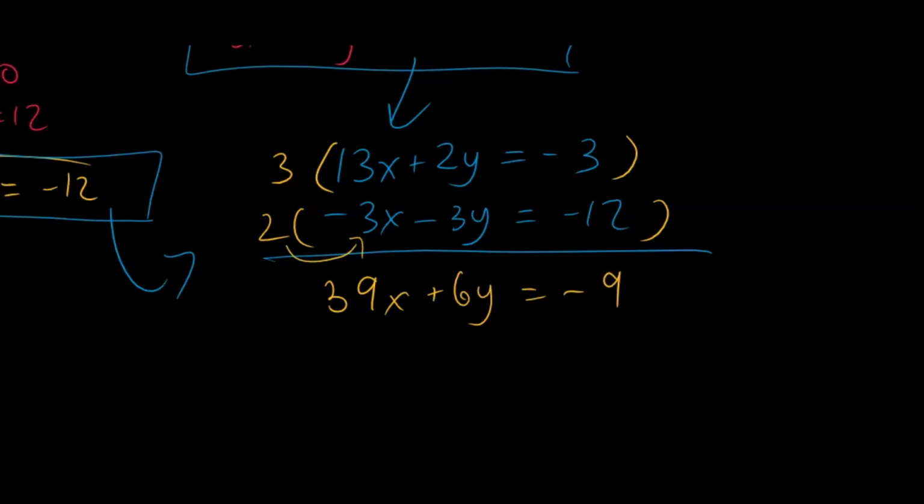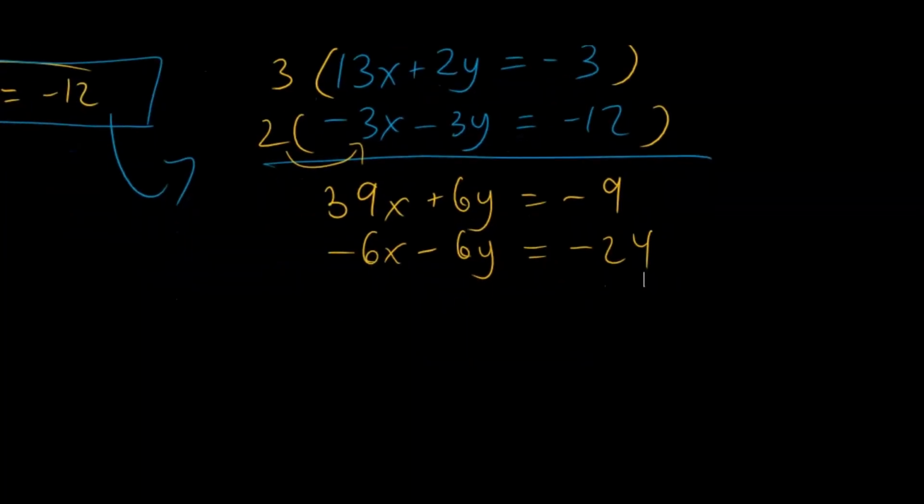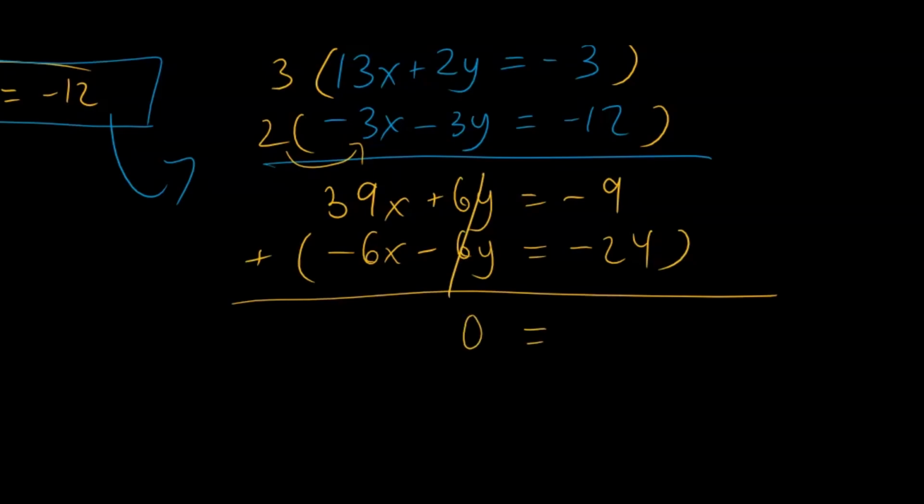All right, now we're going to do 2 times -3x, -6x, 2 times -3y, -6y, and then 2 times -12 is just -24. So now we can cancel out the y's. So we have 6y on the top and then -6y on the bottom. In order to eliminate that, we will just have to add. So we just add this entire thing. So this cancels out like we said before. So just 0 equals, 39x plus -6x is just 33x.